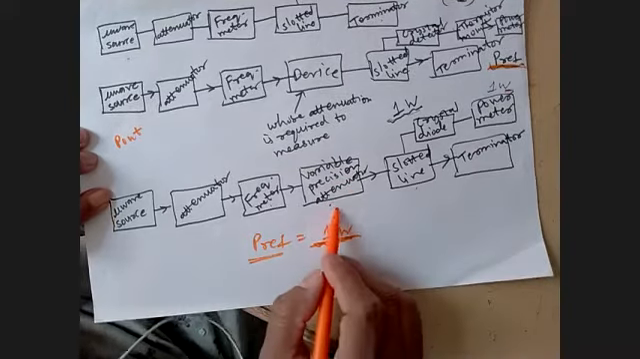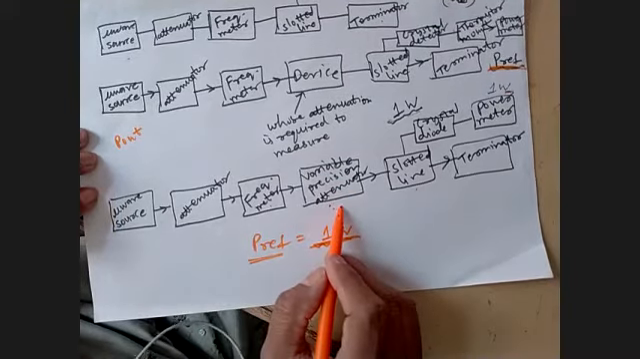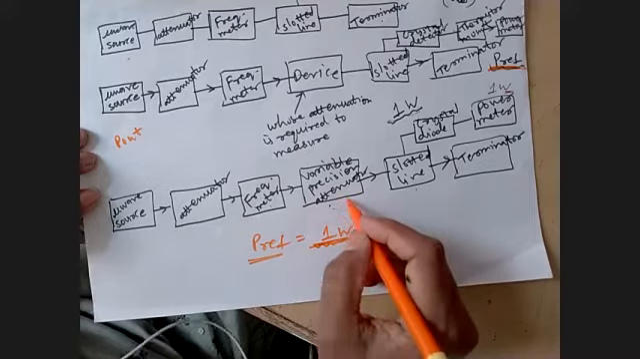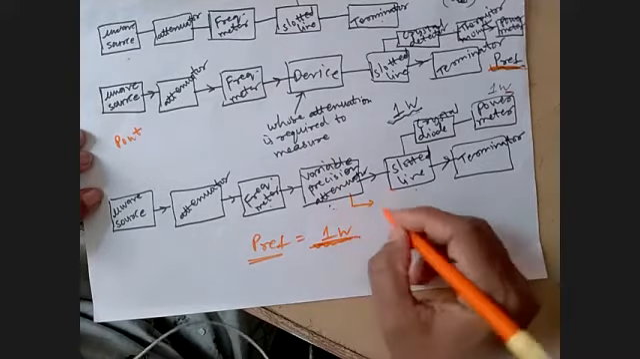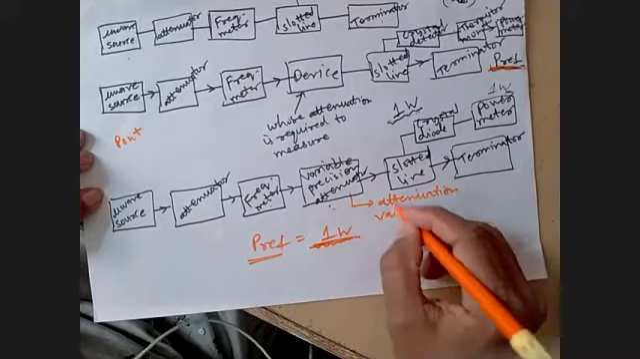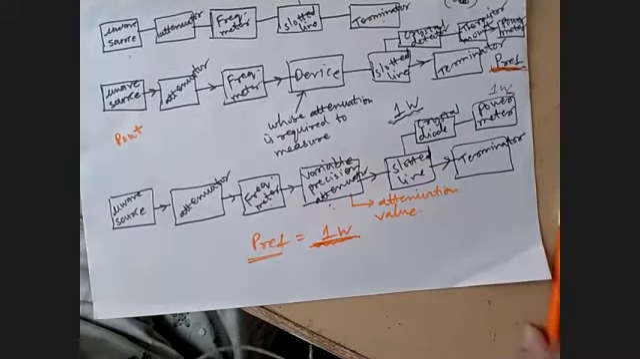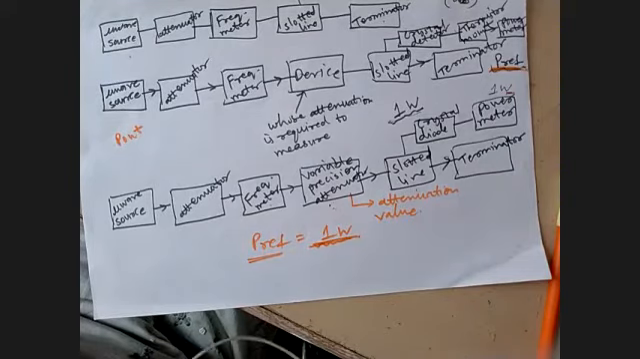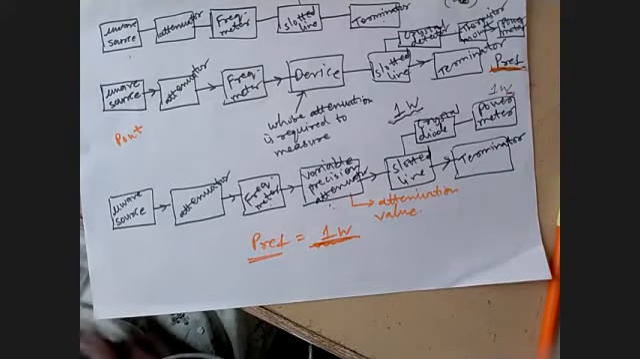So this method is a better method than the power ratio method. This attenuator gives the attenuation value directly. So this much about the RF substitution method. Now this completes this lecture. Thank you.